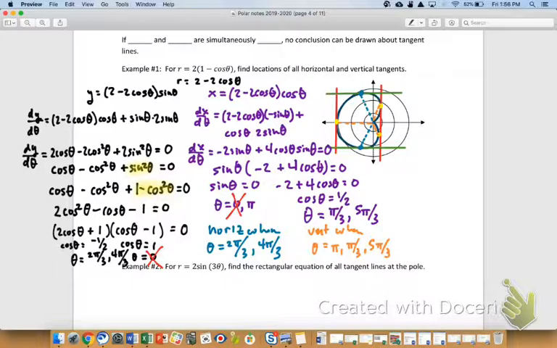So since this asked for what angles we're finding these vertical and horizontal tangent lines, you'd want to list both angles. However, if it wanted to know the actual equation of that line, it's the same line over there on the right, isn't it? So you just say it once. You don't have to say that twice.